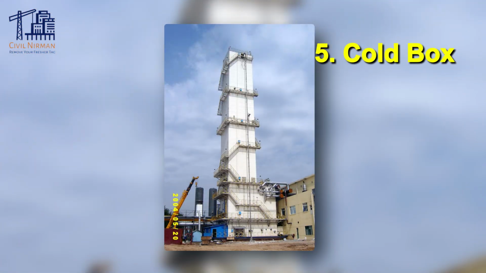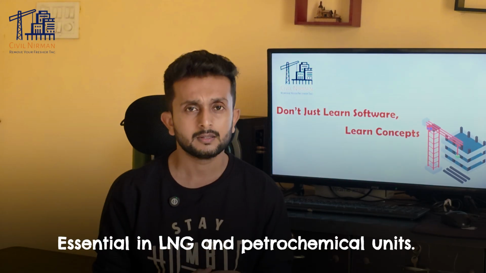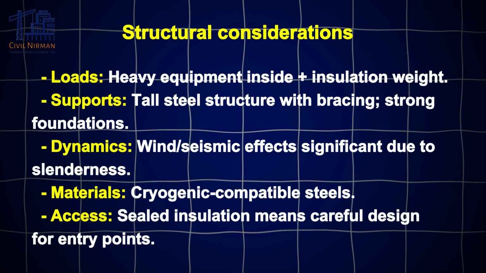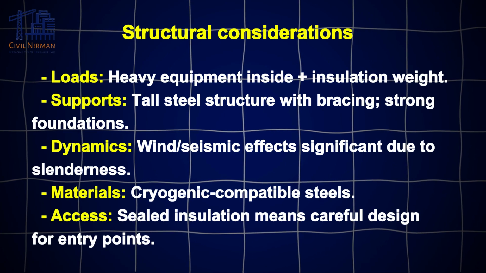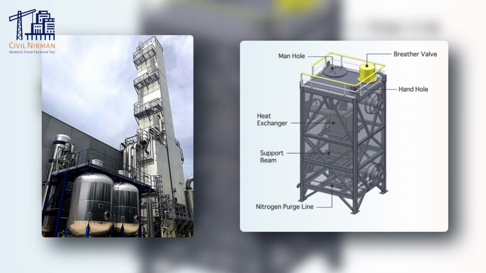On number 5, we have the cold box. It is a tall insulated box housing cryogenic equipment for gas separation or liquefaction. They are essential in LNG and petrochemical units. For their structural consideration, obviously the loads are the heavy equipment inside plus the insulation weight. Usually they are supported on a tall steel structure with bracing and strong foundations.